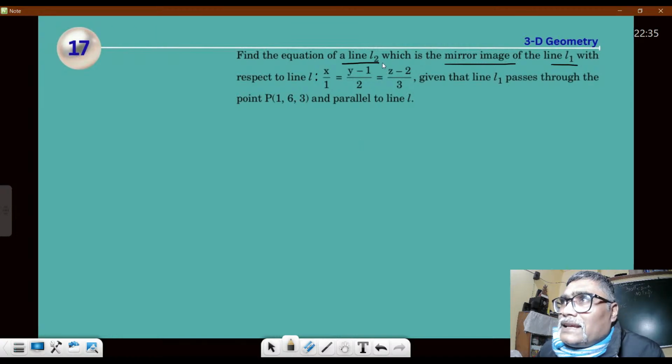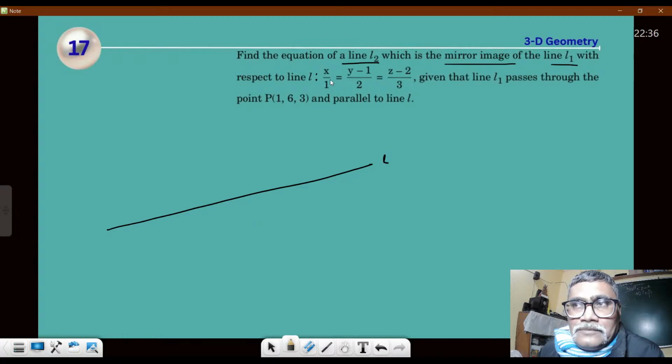I have to find L2, which is a mirror image of the line L1 with respect to this line. So first I'll write this line L. Suppose this is the L, this given line L.